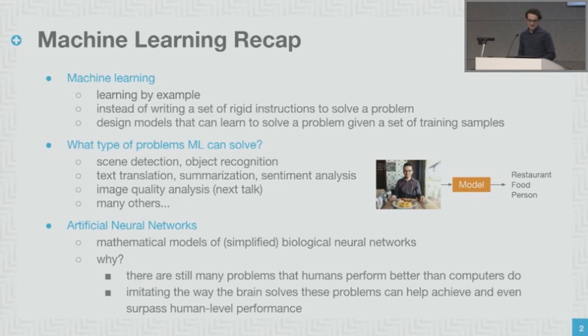But we have an incentive to model biological neural networks because there are still many problems that humans perform better than computers do, and imitating the way the brain solves these problems can help achieve and sometimes even surpass human-level performance.